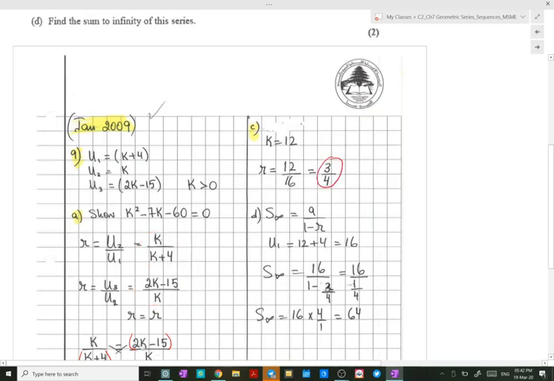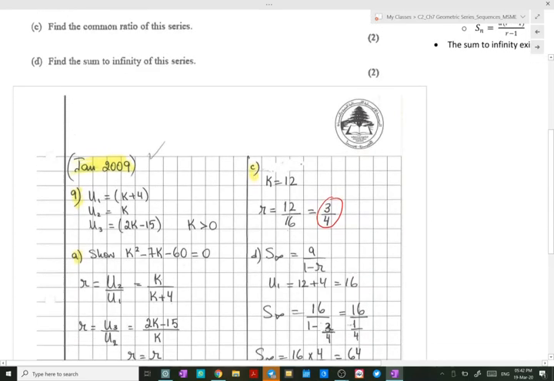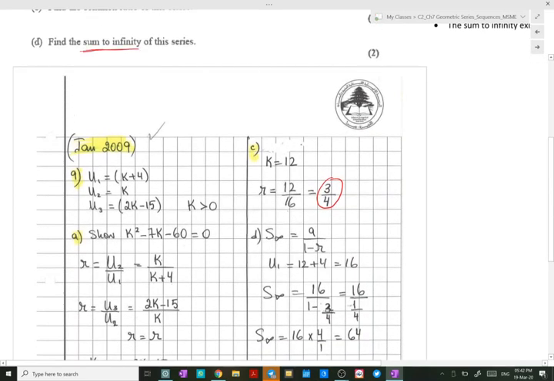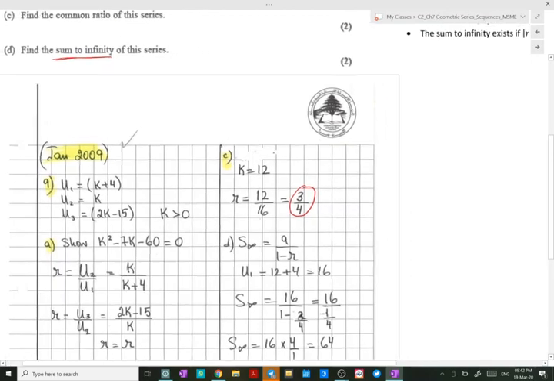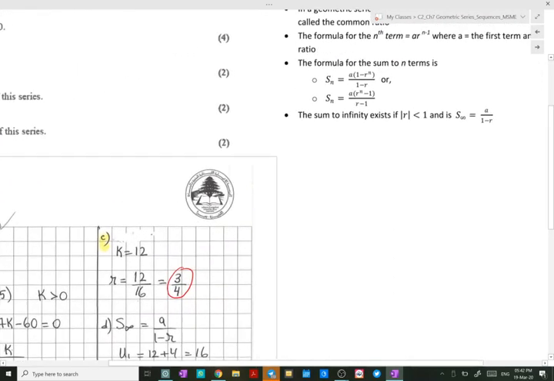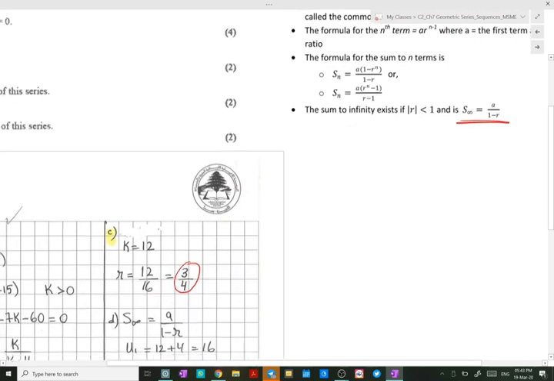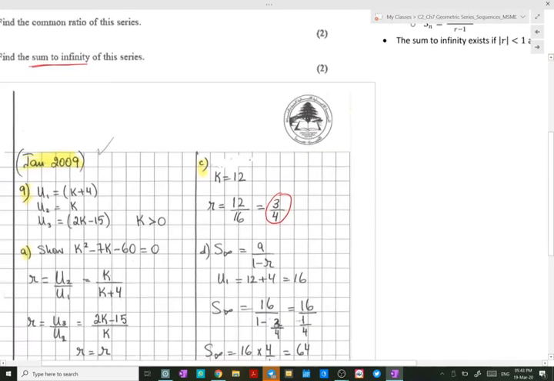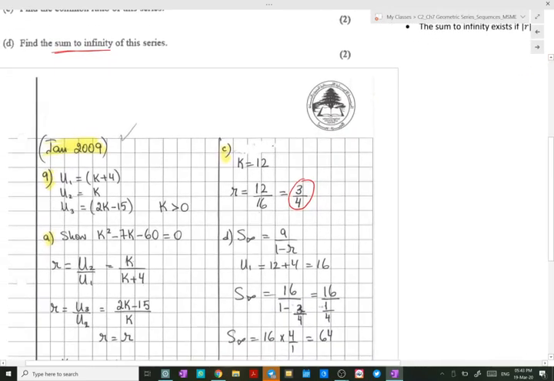And the last part, part D, find the sum to infinity of the series. For the sum to infinity, you get the formula from the formula booklet, where it says that the sum to infinity is equal to the first term, a, over 1 minus r. The first term, we don't have it, so we need to find it. And u1 is the first term, which is equal to 12 plus 4, which is 16.